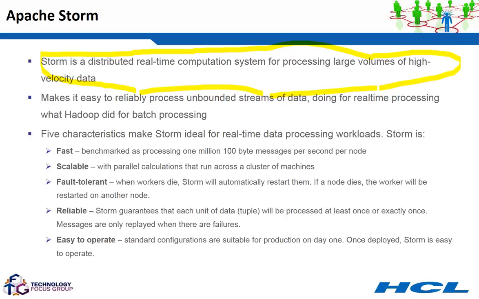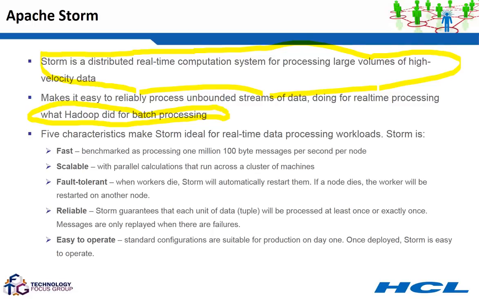It makes it easy to reliably process unbounded streams of data, doing for real-time processing what Hadoop did for batch processing. Okay, so Hadoop simplified handling those huge amounts of data because of MapReduce running on distributed clusters where small chunks are being processed at individual servers. The same thing is what Storm is doing for real-time streams.